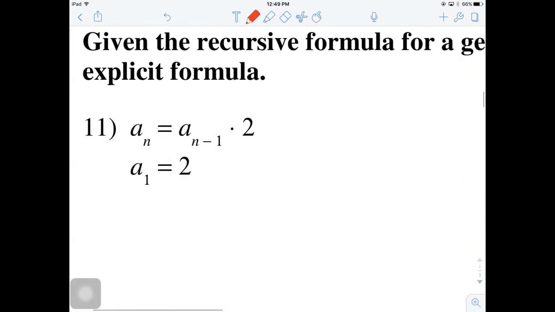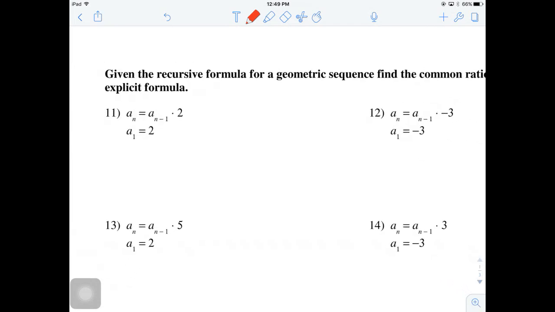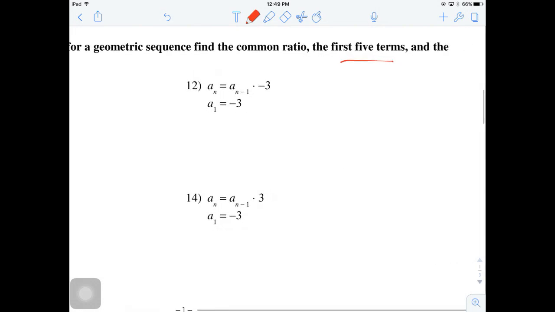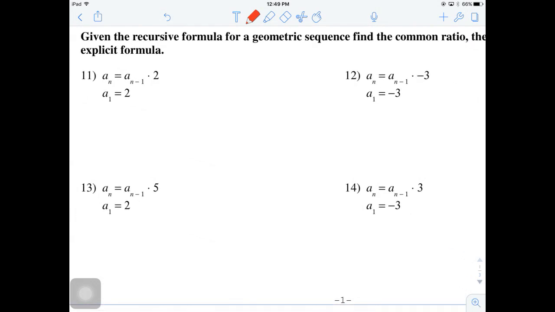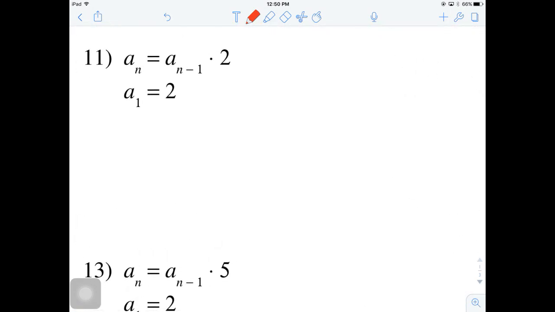Number 11 is the next one we're going to do. Given the recursive formula for a geometric sequence, find the common ratio and then the first 5 terms and the explicit formula. And so we're going to start with a of 1, which is 2 already. And it says find the first 5 terms. So we're going to continue the pattern and find the next 4 terms.